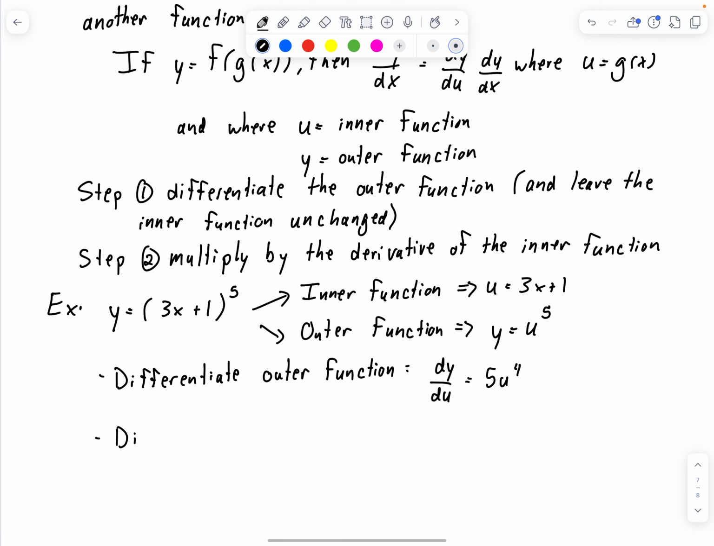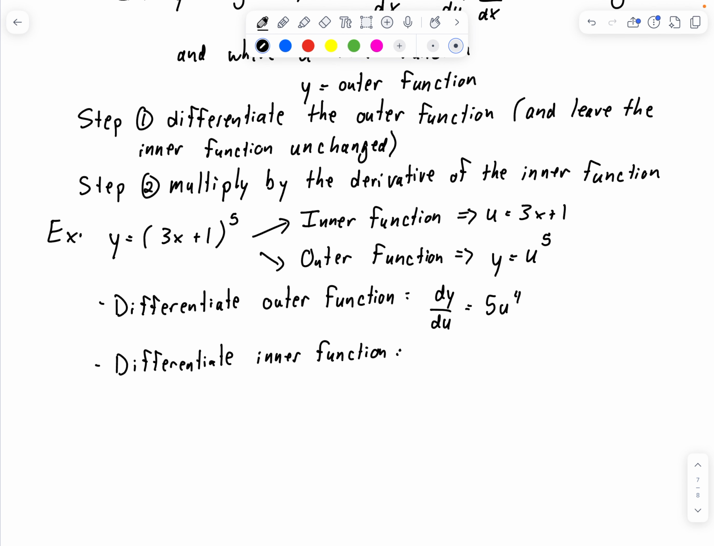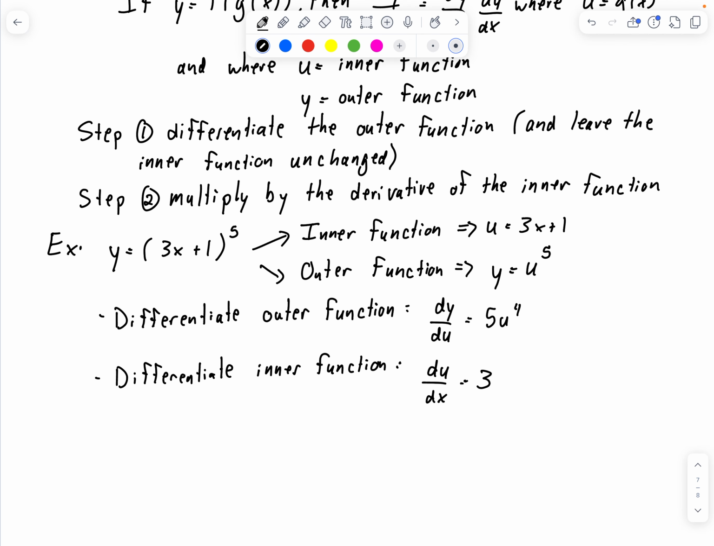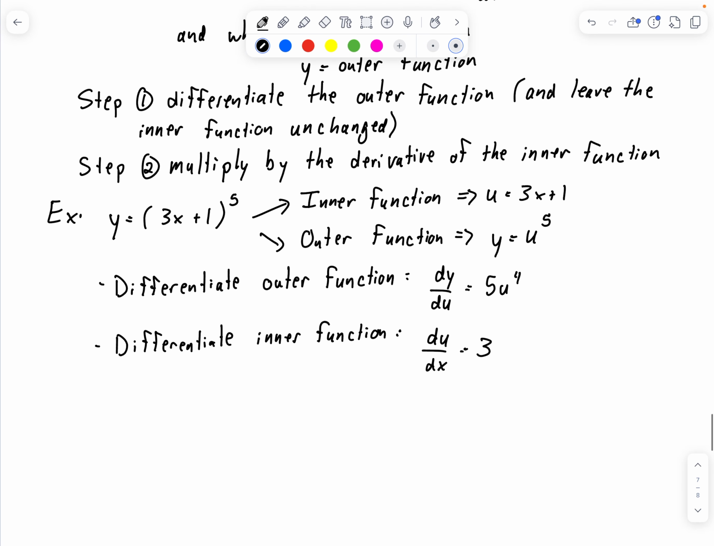Our second step now is to differentiate the inner function. So to do that, we say du by dx, and that simply becomes 3. Du by dx, u is 3x plus 1. The derivative of that expression with respect to x is 3. So now we can multiply those expressions together.